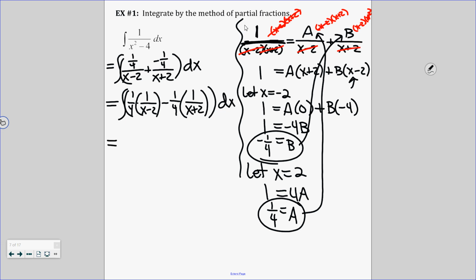Very often, or in our case really almost every time, you're going to end up with this being an ln situation, because the bottoms are going to be linear factors and the top is going to be a constant.